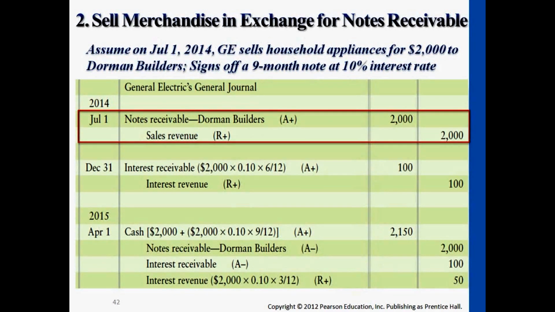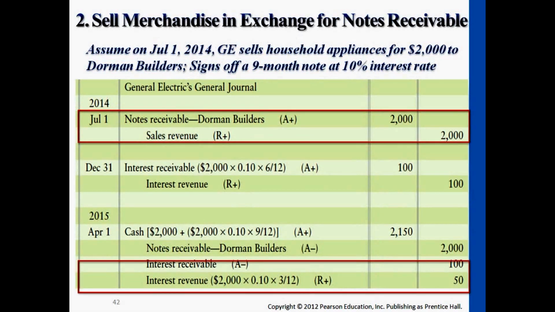So we can also make sales to customers by signing off notes, agreeing to collect the money a little bit later compared to accounts receivables, but also collecting interest, a part of the interest. So here's an example that we make sales $2,000 to customers and we sign off a 9-month note. The yearly interest rate is 10%. So we created the notes $2,000 on July 1st.